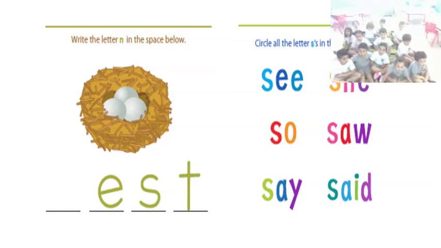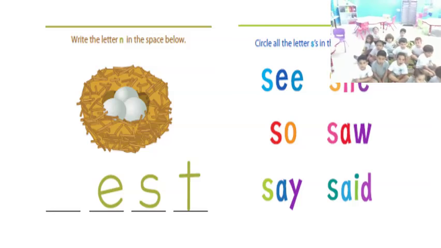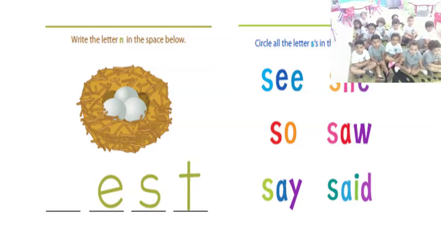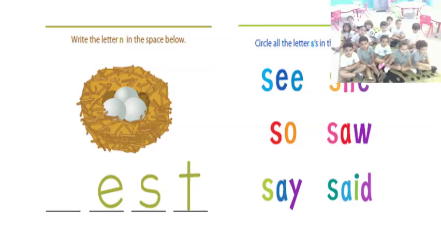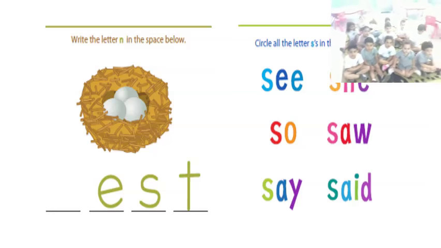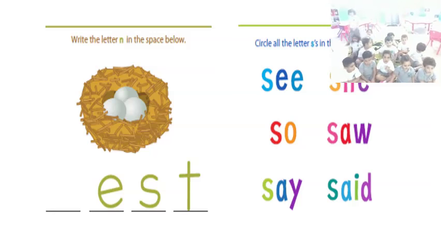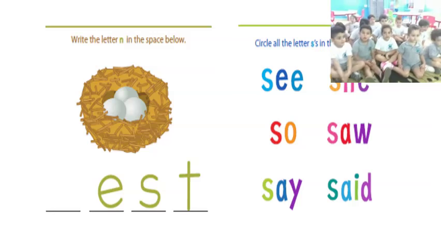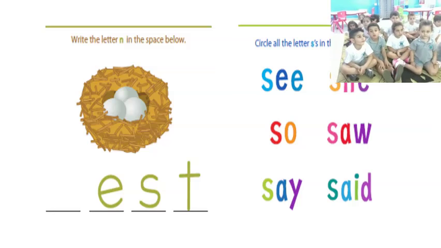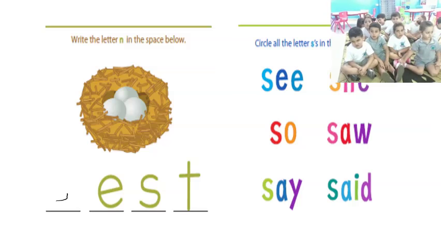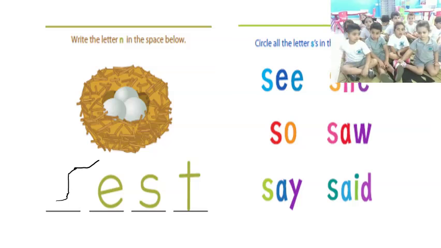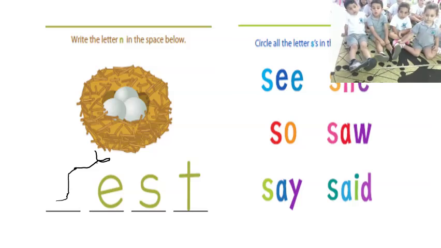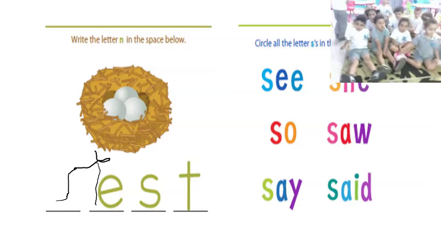We are going to write letter N in the space, okay? Do you know what this is? A nest. Good boy, Hashem. It's a nest. I want one of you to come and write letter N so that we complete the word nest. Who wants to come and write letter N? Come, Hassan. Let's write letter N so that we continue the word nest. Write letter N here. Bravo, Hassan. Go back to your seat.